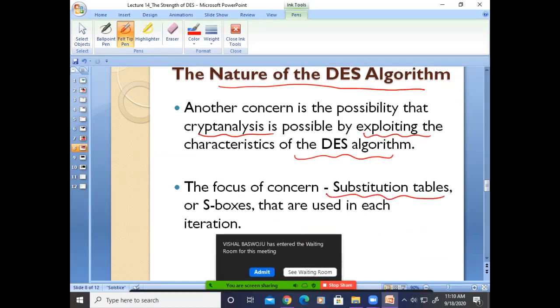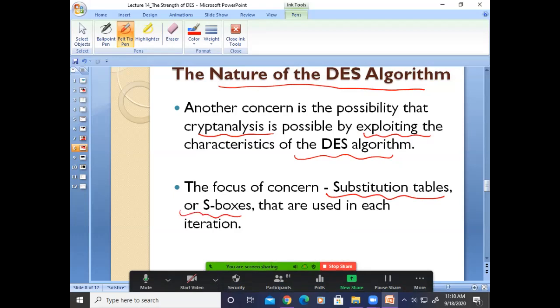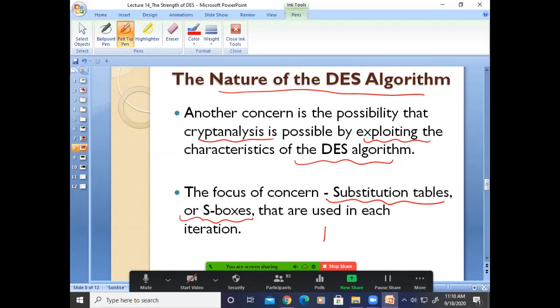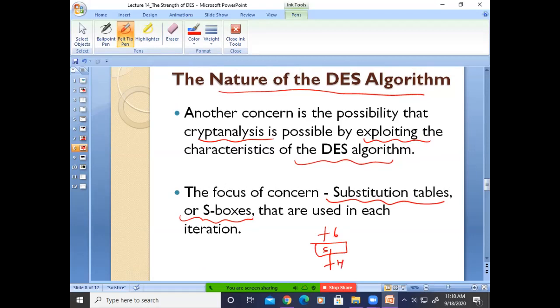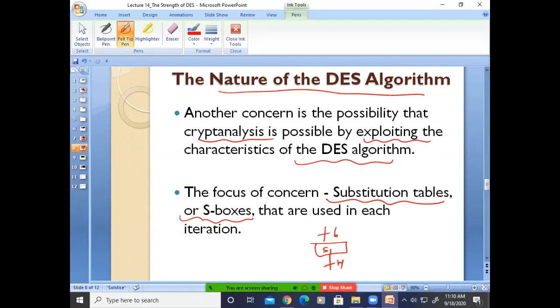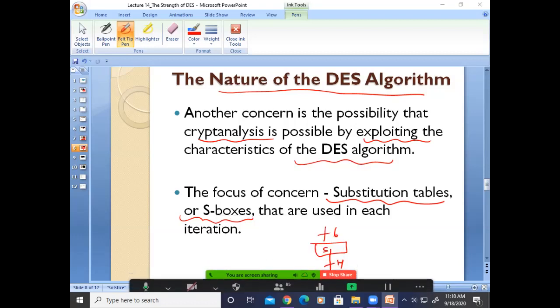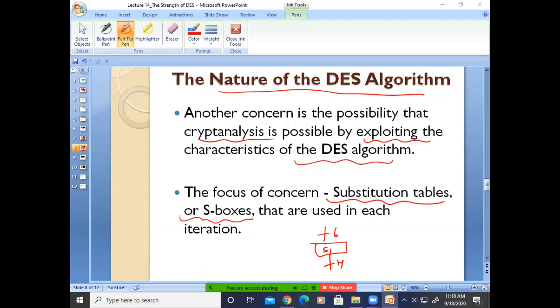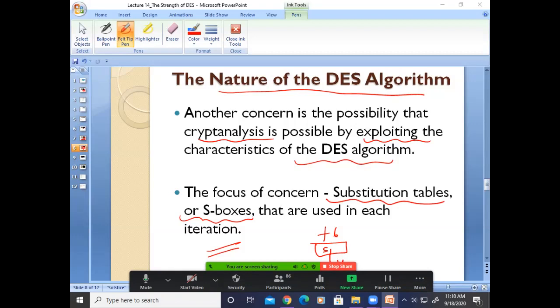Especially the substitution tables, which are called S boxes. In the previous lecture, we have seen there are 8 S boxes, which take 6 bits as input and give 4 bits as output. And I told that S boxes were classified, so users don't know what logic is there in the S boxes. Even though they are not disclosed, users think there may be some weakness in the S boxes, so that cryptanalysis is possible. But so far, no one has proved any weaknesses in the S boxes. So that is one more, the nature of the DES algorithm, which is the strength.